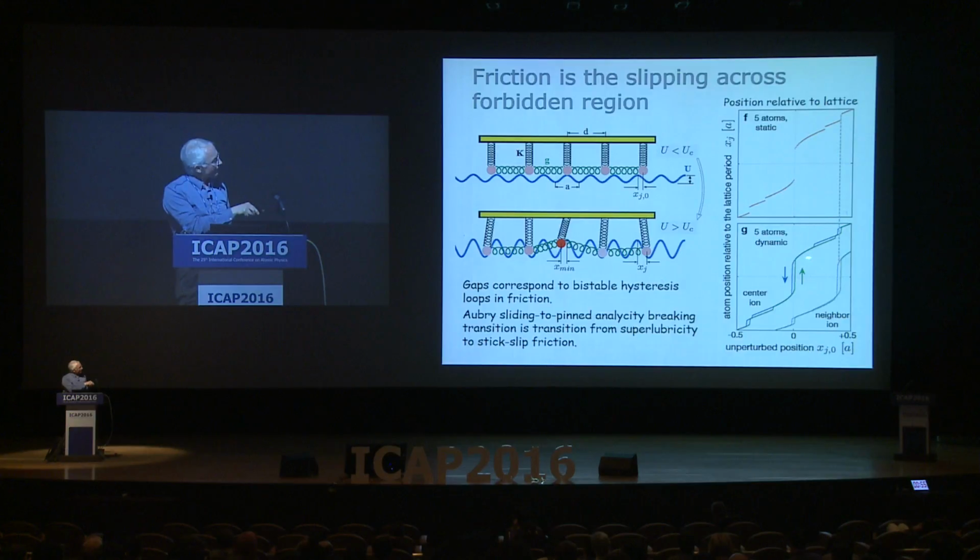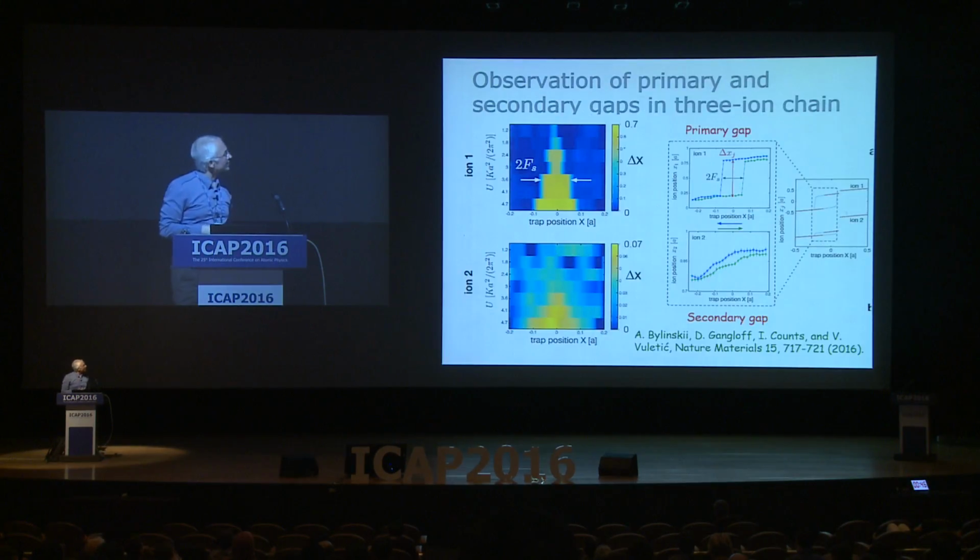So basically, if you move this very, very slightly or very, very slowly, what you can see is this forbidden region corresponds exactly to the forbidden region of the Aubry transition over the gaps. The particle doesn't like to sit at the gaps.